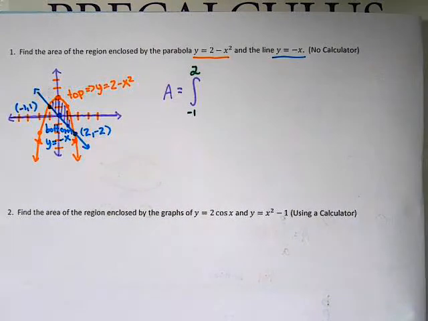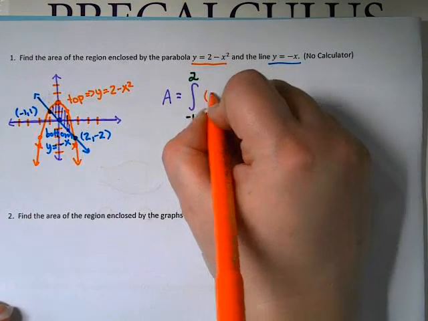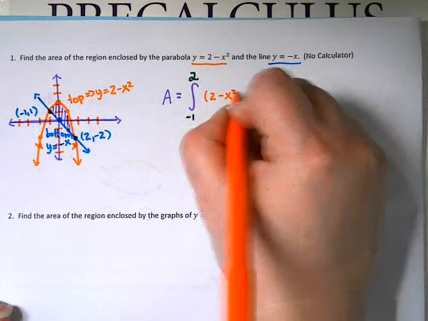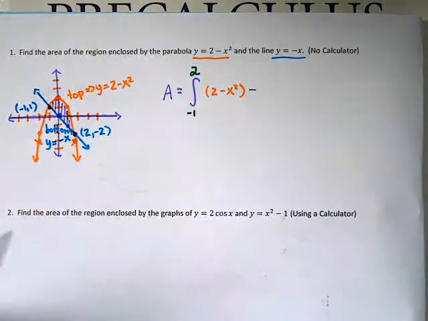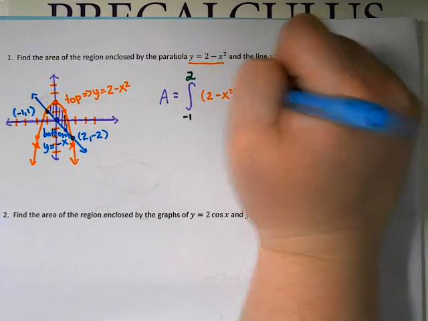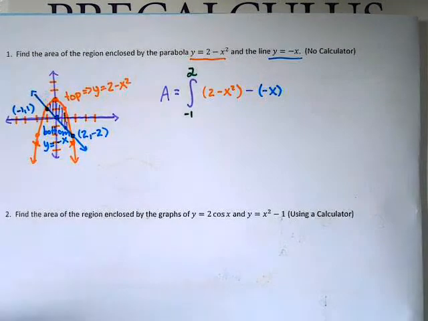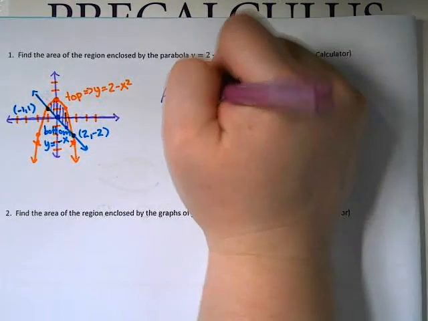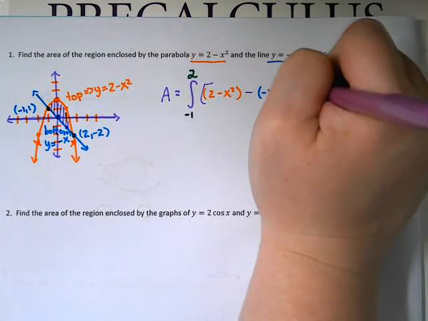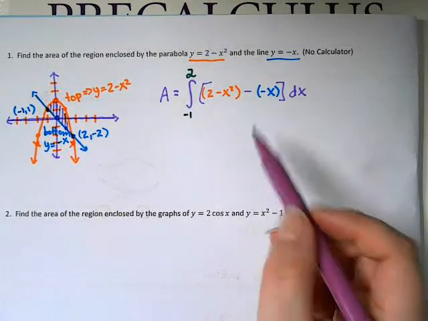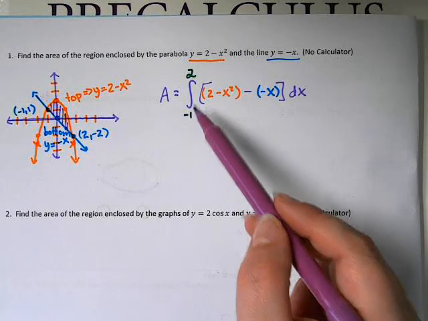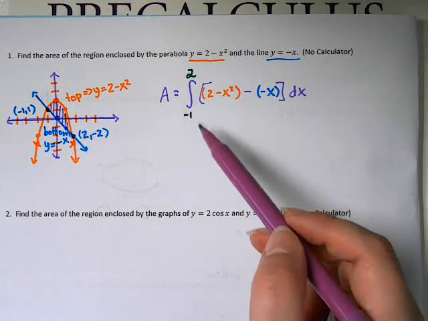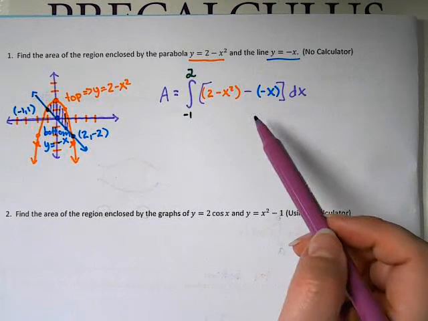So if I want to do top minus bottom, I know that that's going to be 2 minus x squared minus negative x. And then I'm going to close off my integral and put a dx. So again, top minus bottom. And then we found our points of intersection, and those were our bounds. Well, now we have to actually just compute this integral.